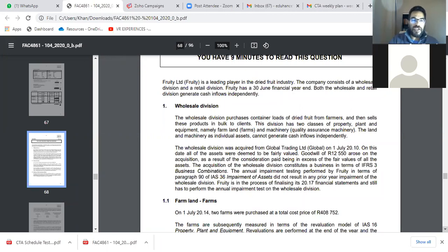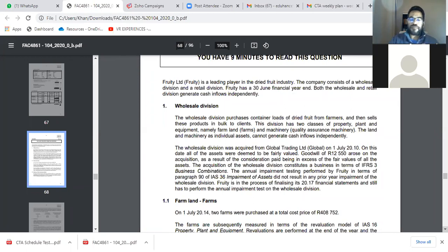So the wholesale division is made up of 2 types of assets, PPE and intangible assets. PPE has 2 classes, land and what's the other one? Machinery. And then it has intangible assets, and the intangible asset is goodwill. Okay, so that's important to take note. So we have to test this wholesale division for impairment annually.